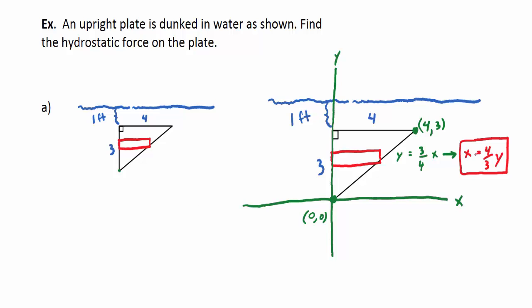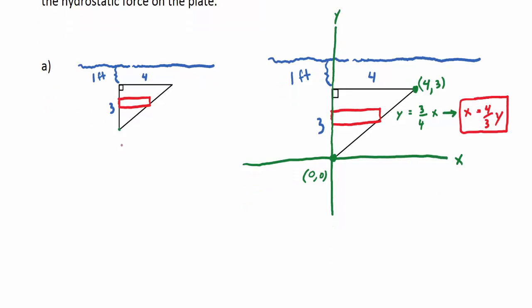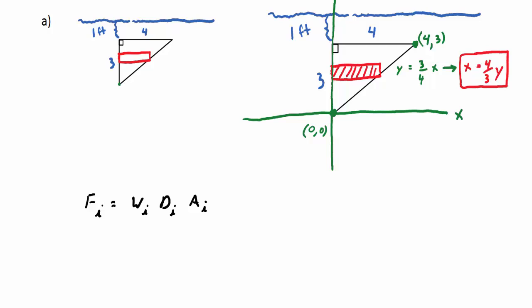Now let's then find our f sub i. So based on this picture and on this representative rectangular piece of the side of that triangular object, let's find f sub i, which we know is weight density times depth times area, right? So fill it in. What's the weight density? Yeah, so just 62.5. That's all we need to put in.